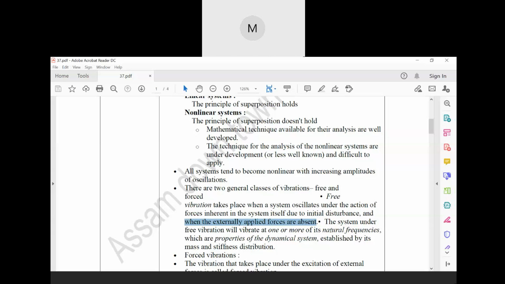So what happens in free vibrations? The body has a certain amount of forces present in itself due to certain initial disturbances, and suppose there is no external force being applied on the body, then we get the free vibration.